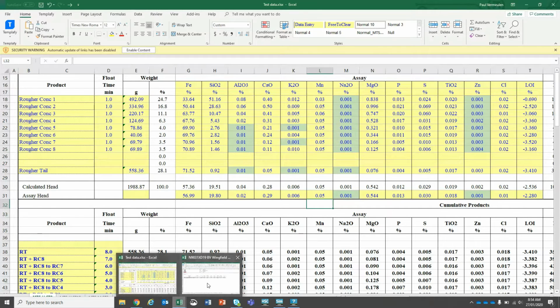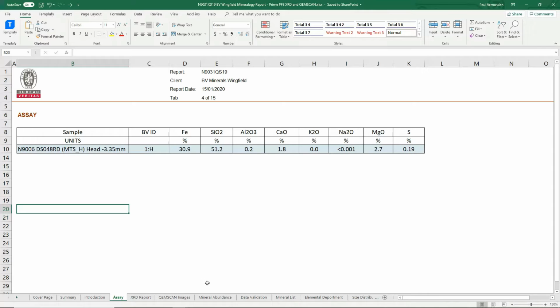The second thing we need to look at is, what does the sample look like? So the laboratory received the sample. It was minus 3 millimeters, had 31% Fe, lots of silica, very little alumina, a little bit of lime. We've gone through this, a little bit of sulfur. This one says 0.2 sulfur. So that is interesting.